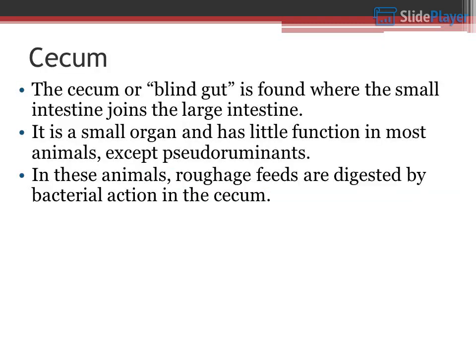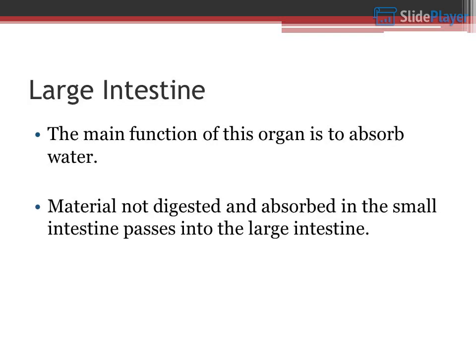Cecum. The cecum, or blind gut, is found where the small intestine joins the large intestine. It is a small organ and has little function in most animals, except pseudoruminants. In these animals, roughage feeds are digested by bacterial action in the cecum. Large intestine. The main function of this organ is to absorb water. Material not digested and absorbed in the small intestine passes into the large intestine.